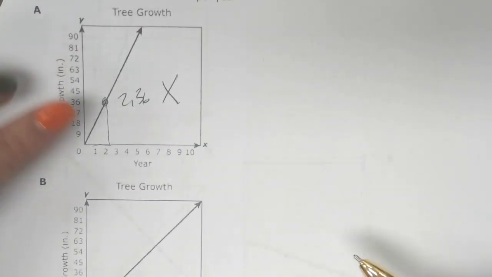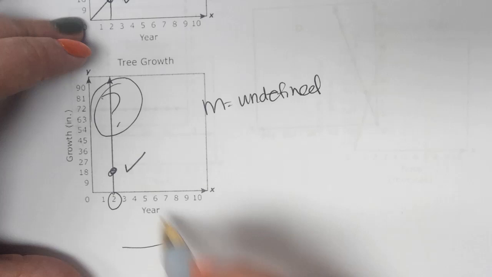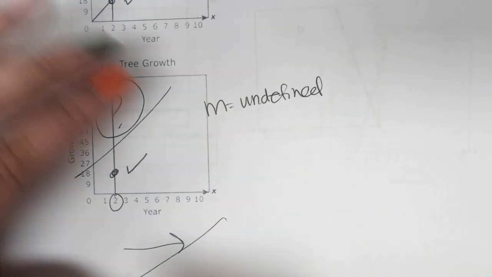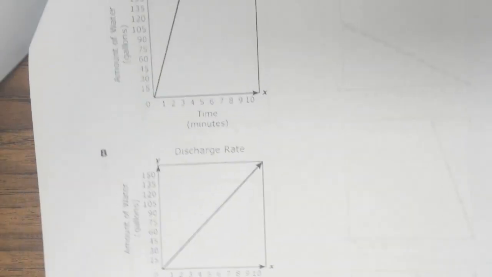Typically on questions where we have the vertical lines or the straight horizontal lines, your answers are not going to be the vertical or horizontal. That is not always the case. So please don't take away from this video that the answer is never vertical or horizontal. It's just not likely.